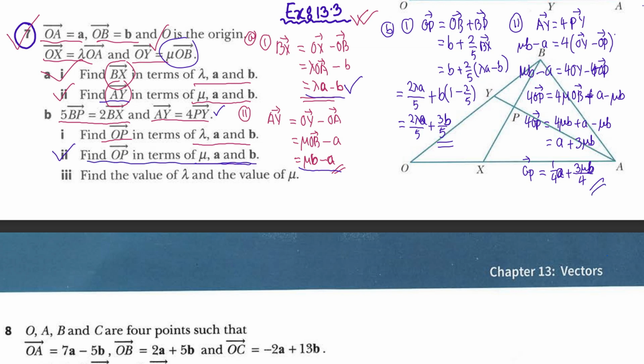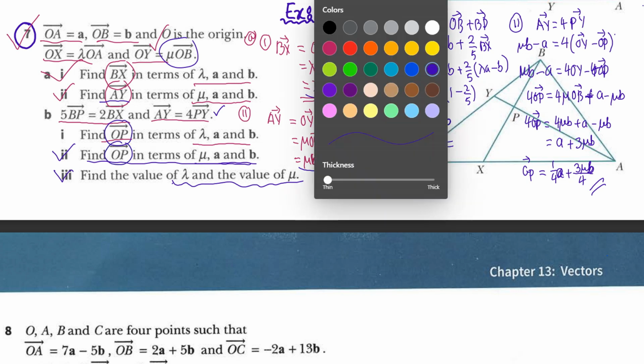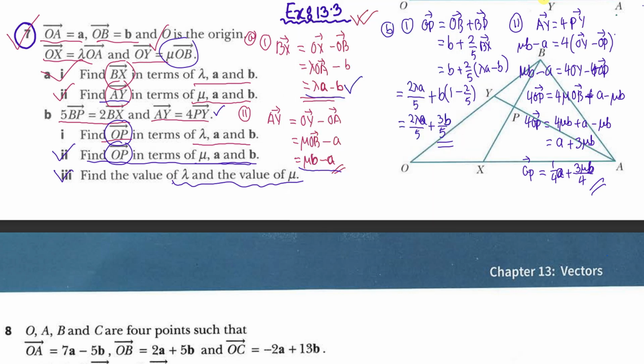Now the last part, part 3. The question is asking you to find the mu and lambda, but we already have the two OP, so we can form our vector equation from there. Let me form the vector equation. I'm going to use a different color at this stage, where in question number 3 I'm writing OP equals OP: one OP in terms of lambda, another OP we are going to write in terms of mu.